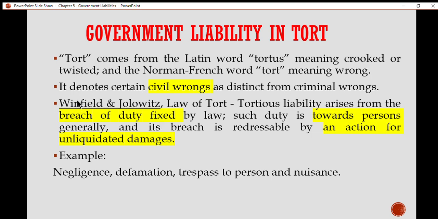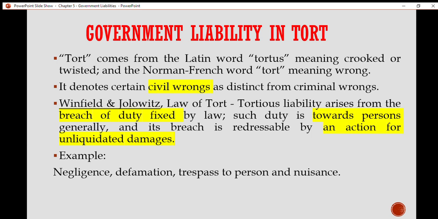According to Winfield and Jolowicz in their book Law of Tort, tortious liability arises from the breach of a duty fixed by law. Such duty is towards persons generally, and its breach is redressable by an action for unliquidated damages. In tort, it normally provides compensation to the innocent party. Examples of tort: negligence, defamation, trespass to persons, and nuisance. The very common case in tort is negligence.